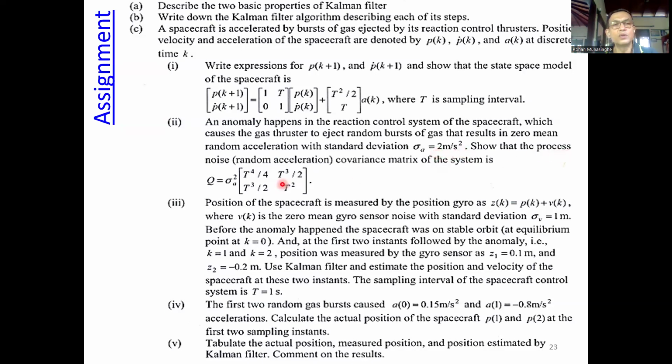Show that the process noise random acceleration covariance matrix of the system is this one. The first two parts are like that. Try to figure that out. Within the break, we'll take about 15 minutes, so you can take about 5 minutes for break and 10 minutes for these two parts of the question. Any questions about this assignment? Is everything clear?